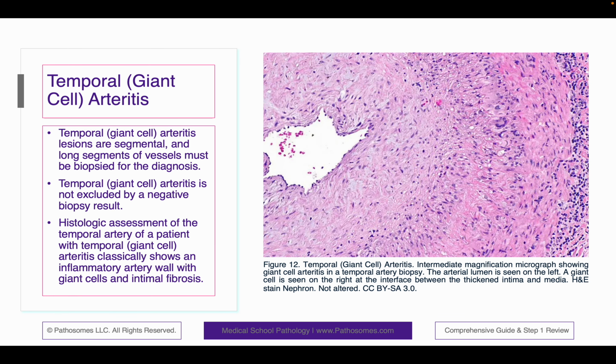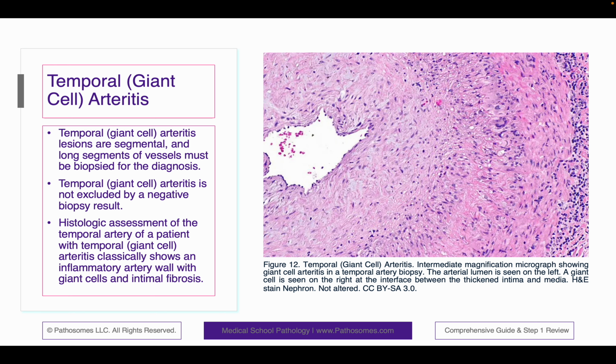Now again, do you see the giant cell? Okay. Temporal arteritis lesions are segmental, and long segments of vessels must be biopsied, reviewed by the pathologist, possibly stained. You'll get your results eventually 2 to 3 days later for the diagnosis.